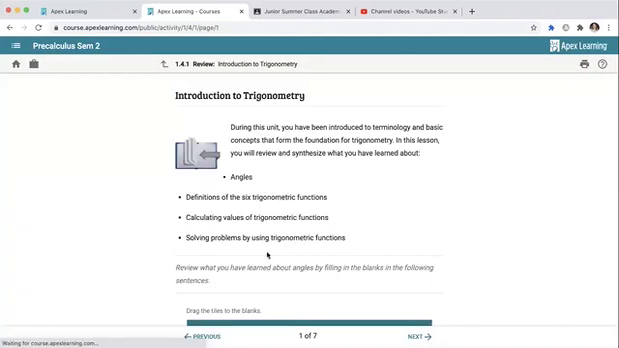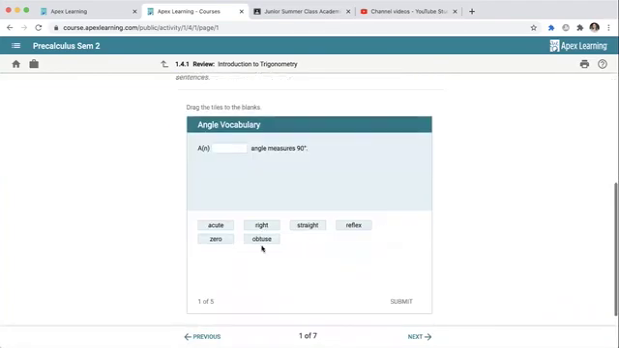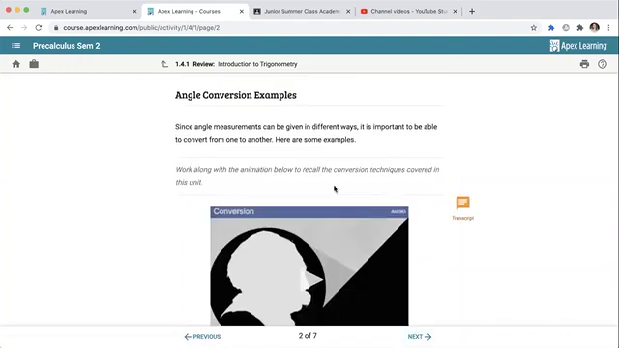Taking a quick look at the review here. Again, I would suggest you try these. This first one is going to ask about what the different angles are. If it measures 90 degrees, it's a right angle. Is it obtuse? Is it zero? Is it straight? Reflex? All of that stuff.